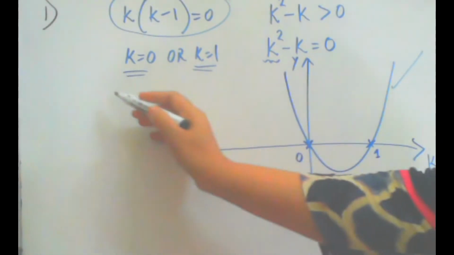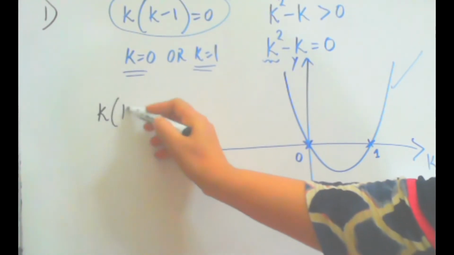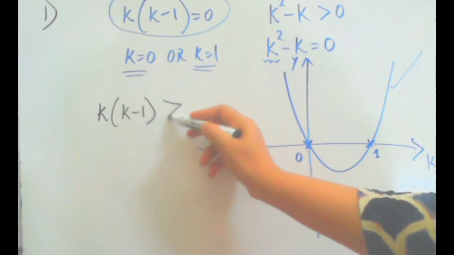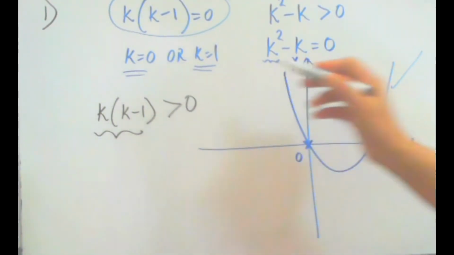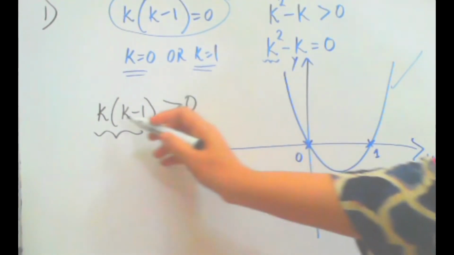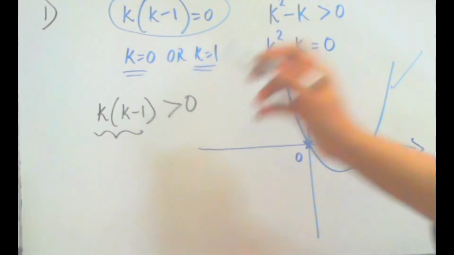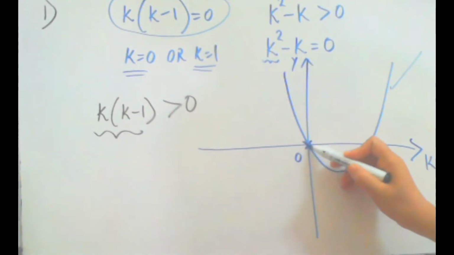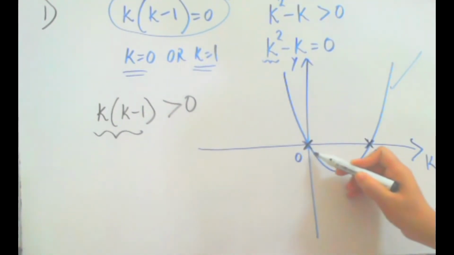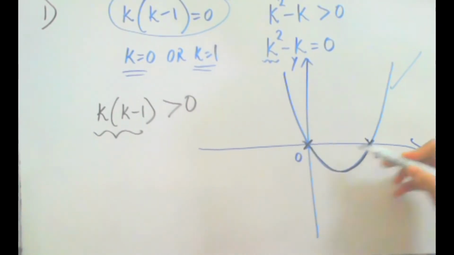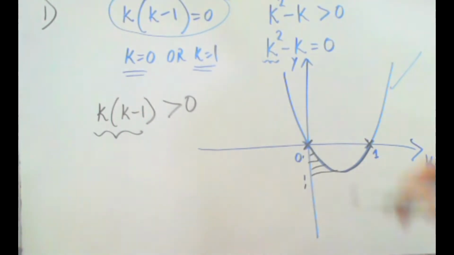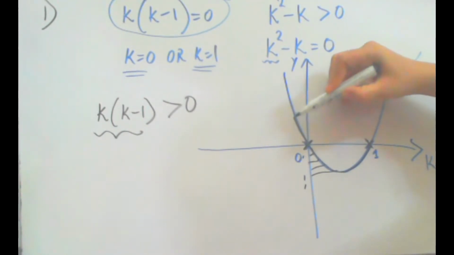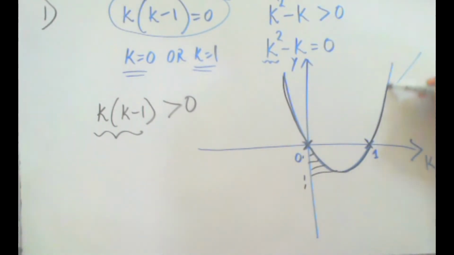Now what is the condition we have? The condition we got is k into k minus 1 must be greater than 0. That means this entire expression is represented by this graph, so the graph is greater than 0. You can see here that between the two roots, the graph is below 0, the value of y is all negative. The value of y is positive here and it is positive here.